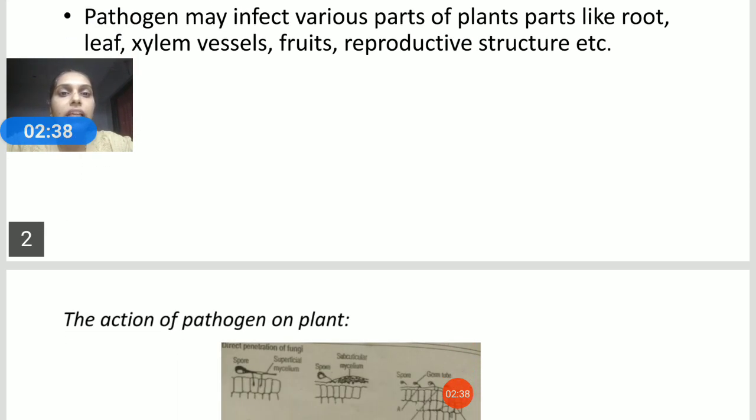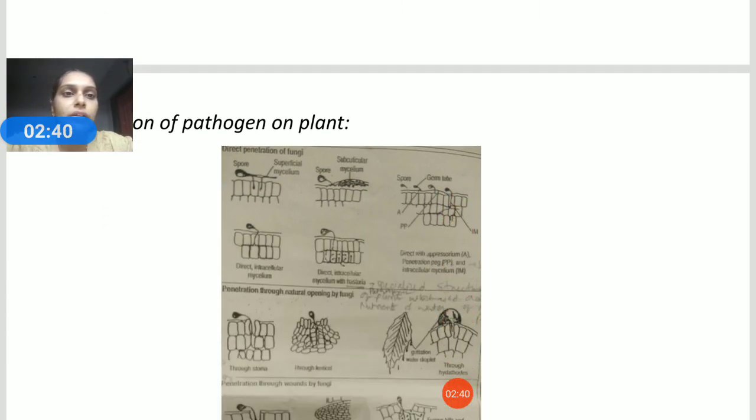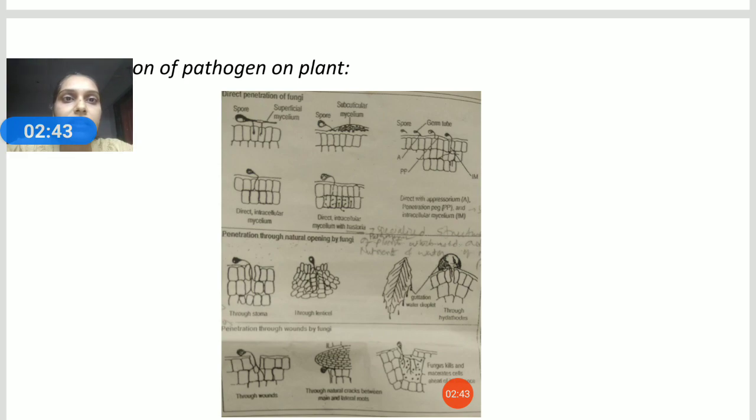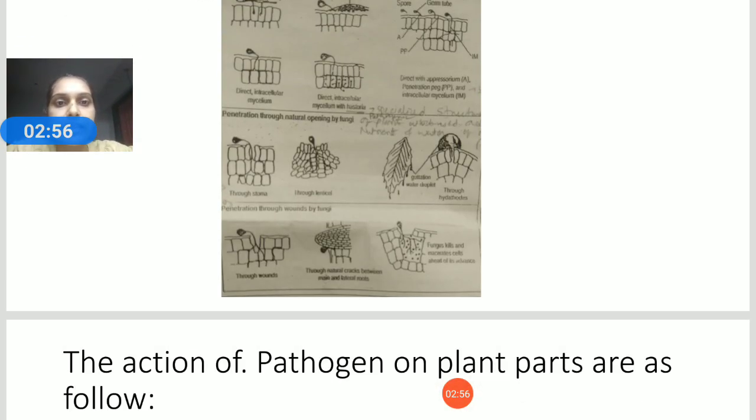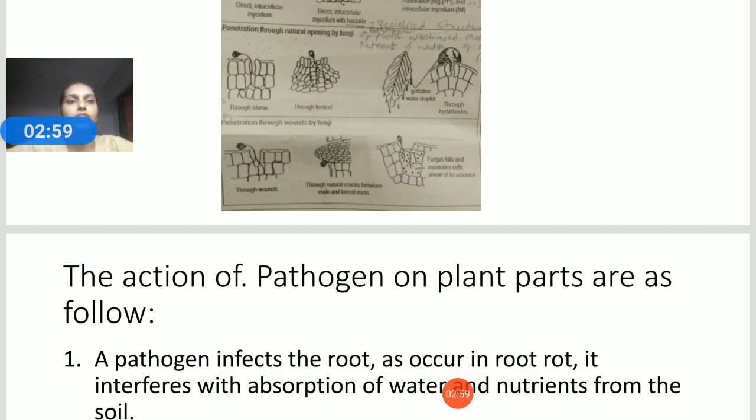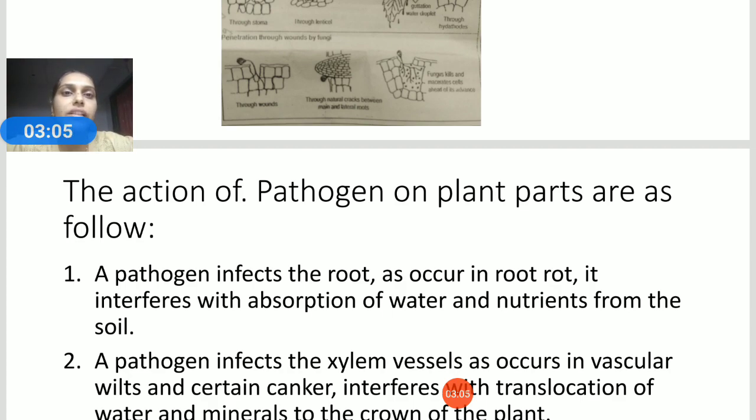Okay, now we will see the action of the pathogen on the plant. In this figure we will see the spores which infect the host plant, and then the mycelium enters the plant cell walls, right? And then afterwards it causes the disease. Now the action of the pathogen on plant parts is as follows. We will see how the different pathogens affect the different parts, right? So, the action of the pathogen on the parts of the plant.